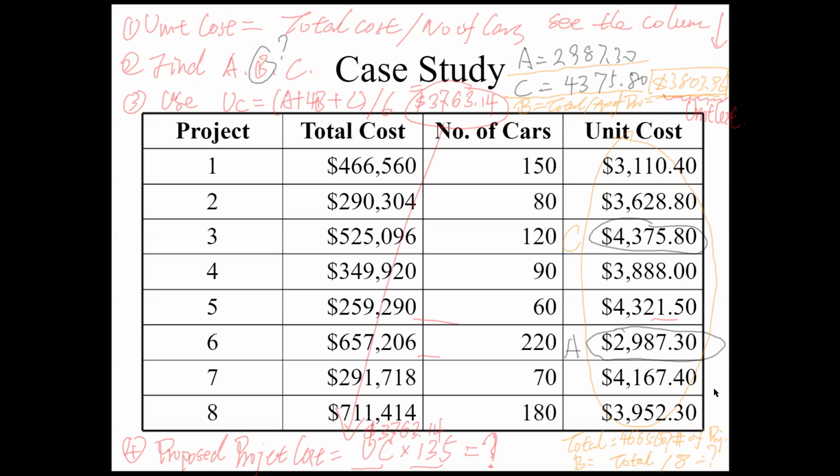Okay. But for here, when you're finding the B, it's divided by the number of projects. So if you find a number UC that is less than the smallest one, that means you have trouble. If you find a number UC that is more than the biggest one, you're in trouble as well. So the UC should fall in between A and C. Does that make sense? All right. So can anyone tell me the number for the total project cost?